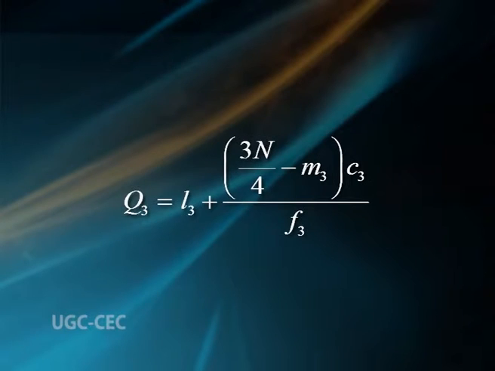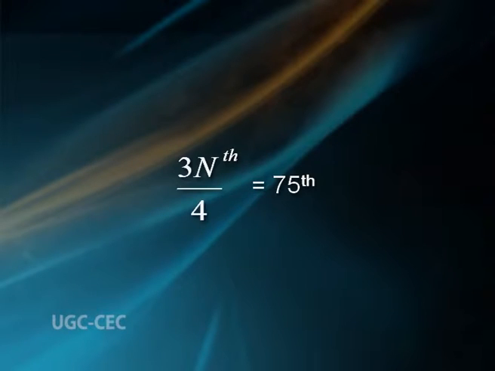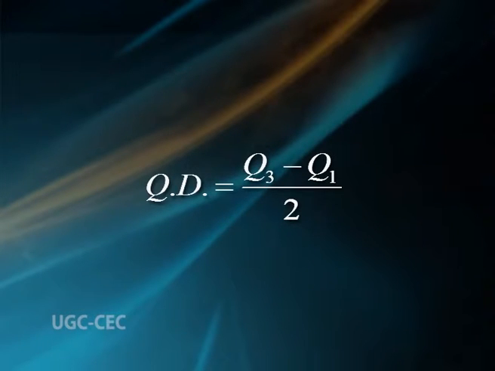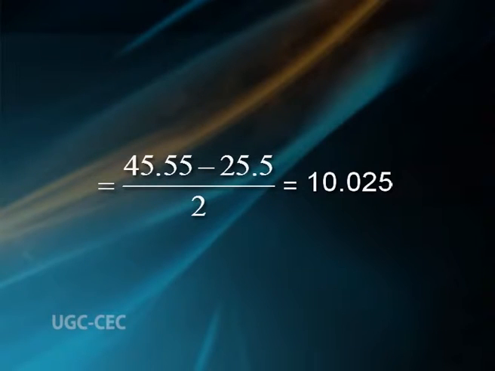Third quartile Q3 equal to L3 plus (3n/4 minus M3) into C3 by F3. The 3n/4th, that is the 75th observation, comes in the class 40 to 50. Then Q3 equal to 40 plus (3 into 100/4 minus 65) into 10 divided by 18, that is equal to 45.55. Hence, quartile deviation equal to (Q3 minus Q1) by 2, that is (45.55 minus 25.5) divided by 2, which is 10.025.